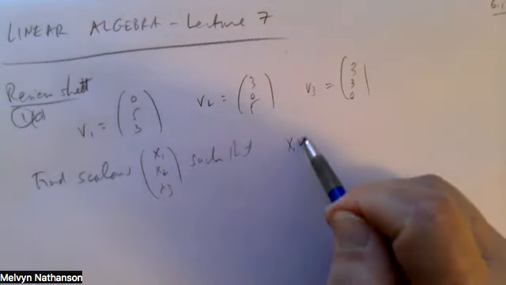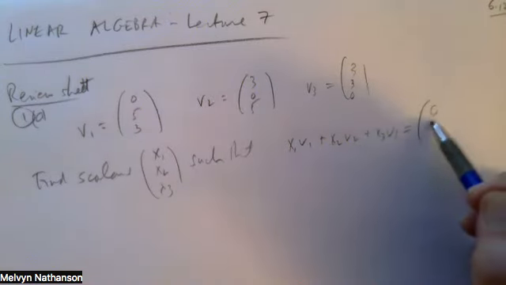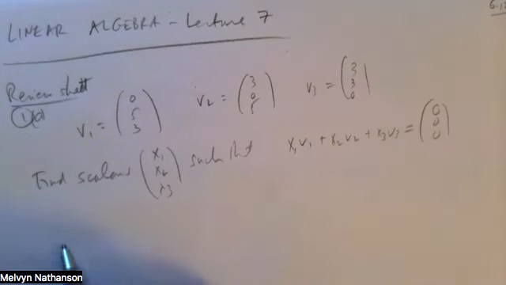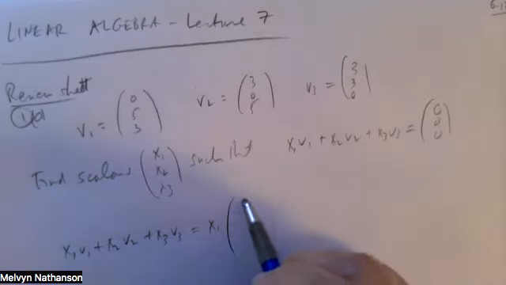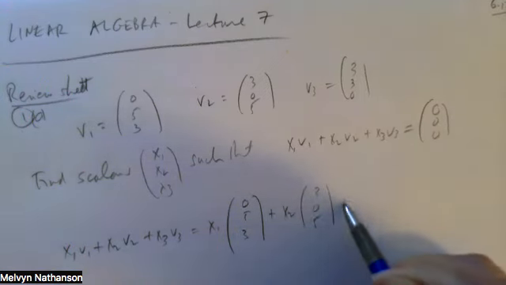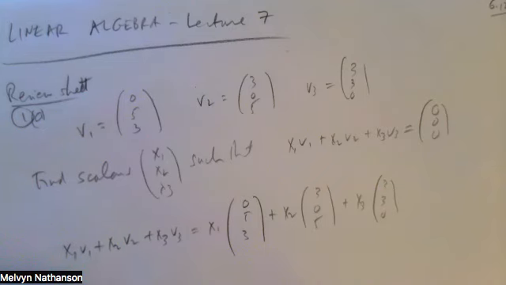such that x1 v1 plus x2 v2 plus x3 v3 is the zero vector. And if there's a choice of scalars where the scalars are not all zero, if this is a non-zero vector, then these v1, v2, v3 are linearly dependent. So x1 v1 plus x2 v2 plus x3 v3, that's x1 times 0, 5, 3 plus x2 times 3, 0, 5 plus x3 times 3, 3, 0.